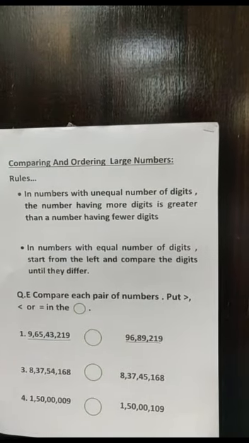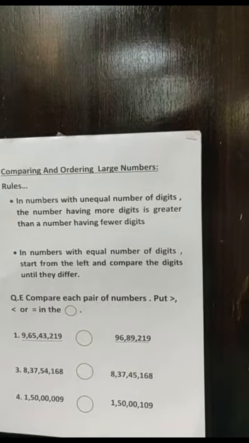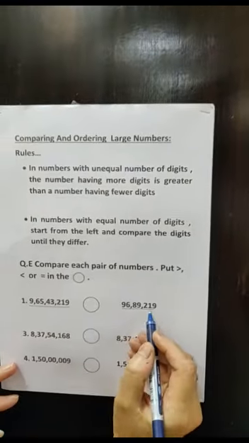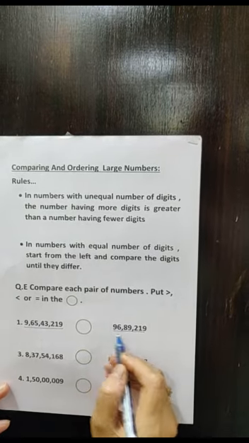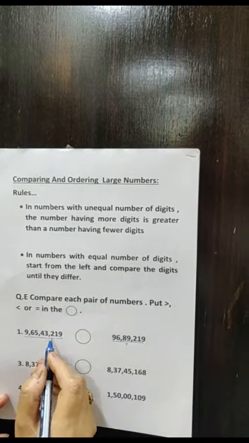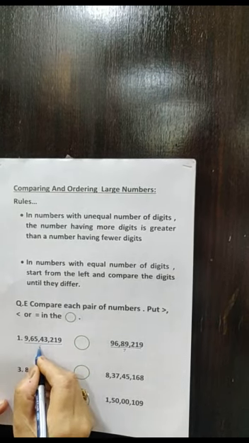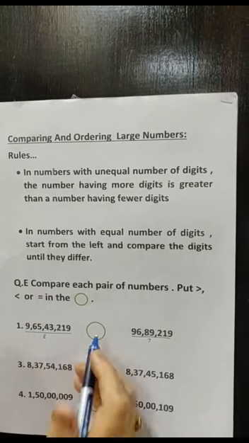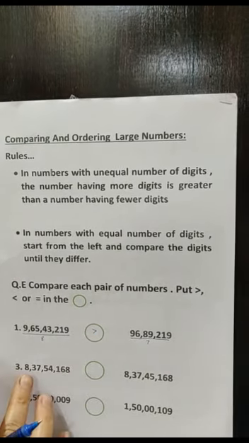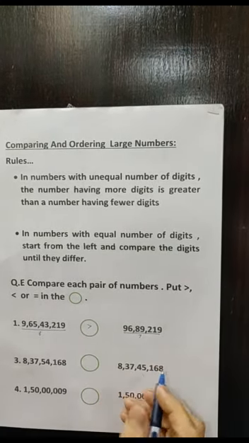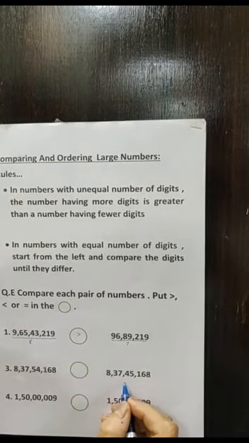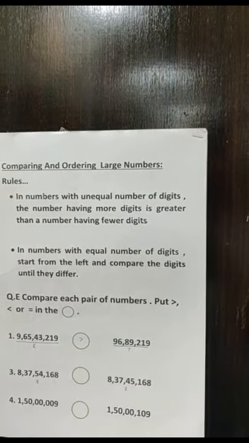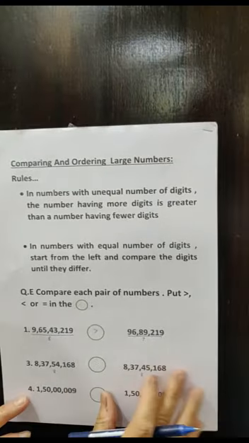Next is comparing and ordering large numbers. Before comparing the numbers, we have to follow certain rules. We have to see the number of digits in each number. Here are 7 digits and 8 digits. So the number which has more digits will be the greater number. The next rule: if the number of digits are the same, here 8 digits and 8 digits, then we will start comparing from the very left.